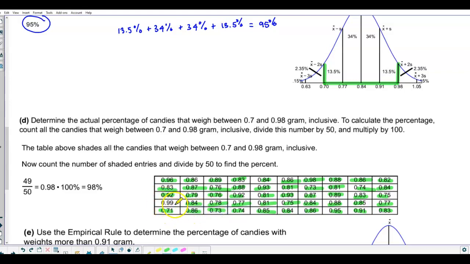So there's only one value that's above 0.98, and everything else is between 0.7 and 0.98 inclusive, meaning it's got to include 0.7 and 0.98. So we take 49 and divide it by 50. When we divide it by 50, we get a decimal of 0.98. Now to convert this to a percentage, we multiply it by 100%, and that gives us 98%.